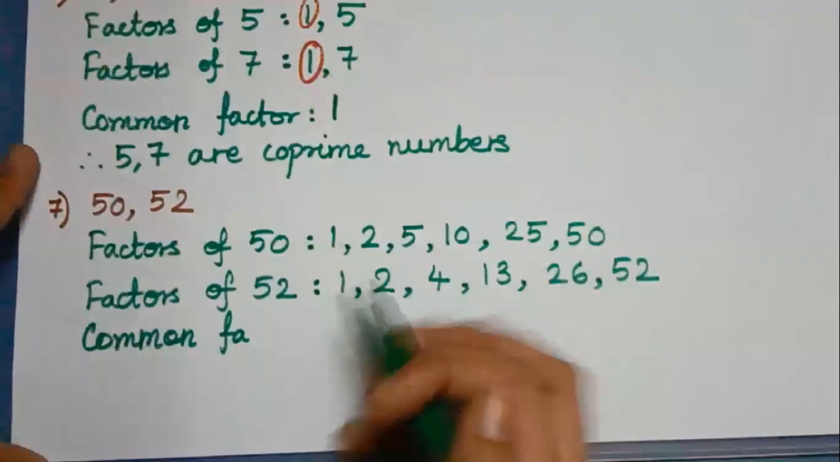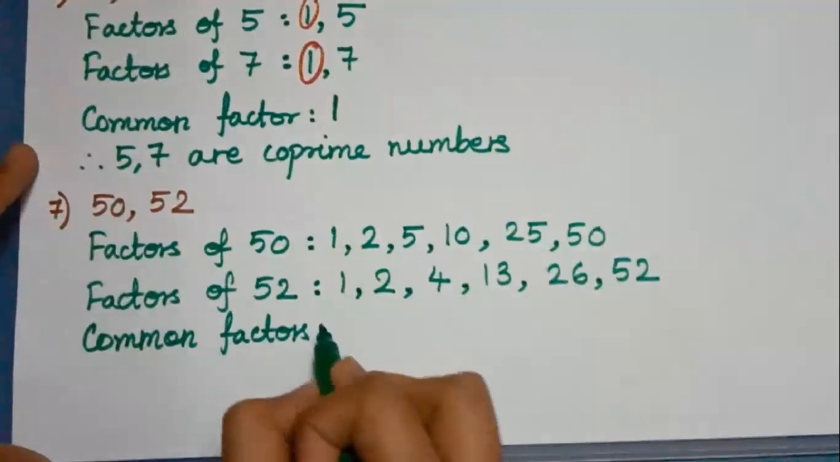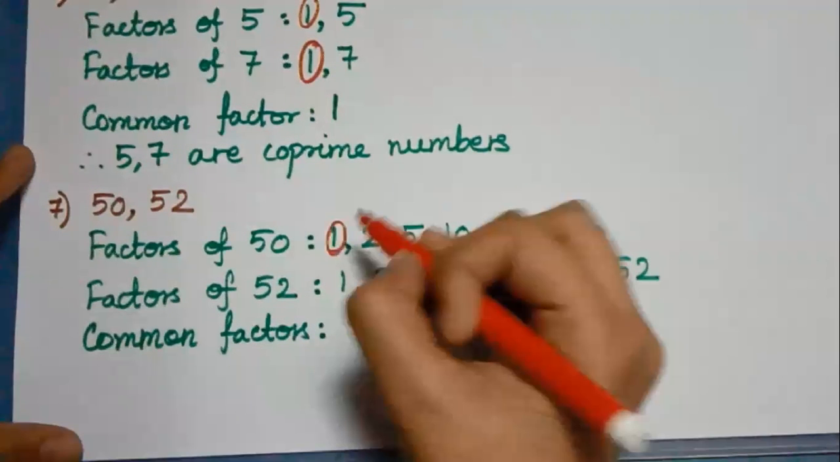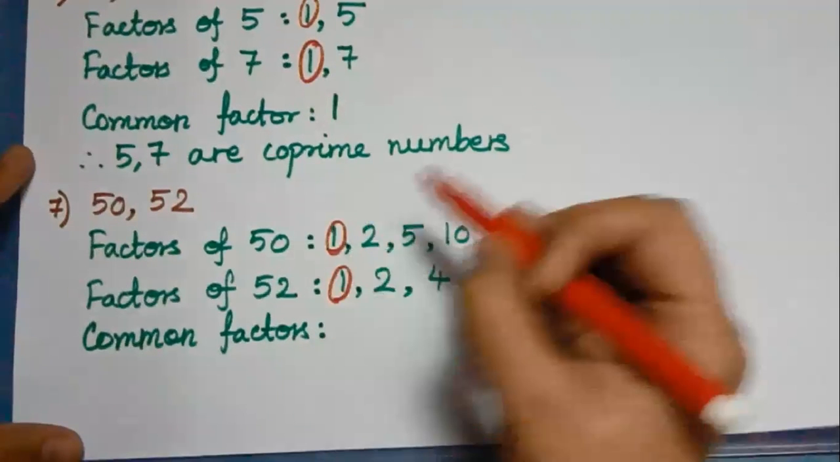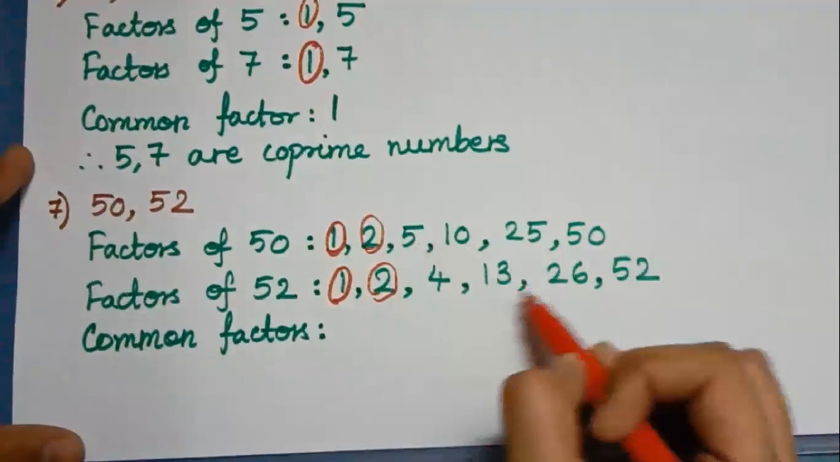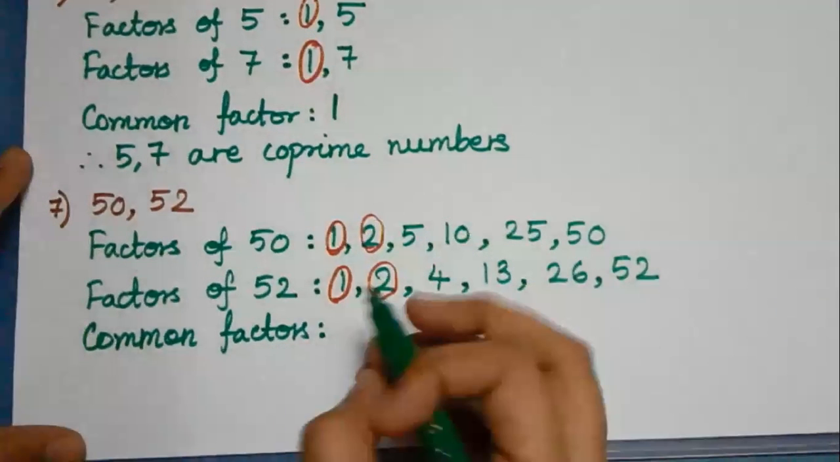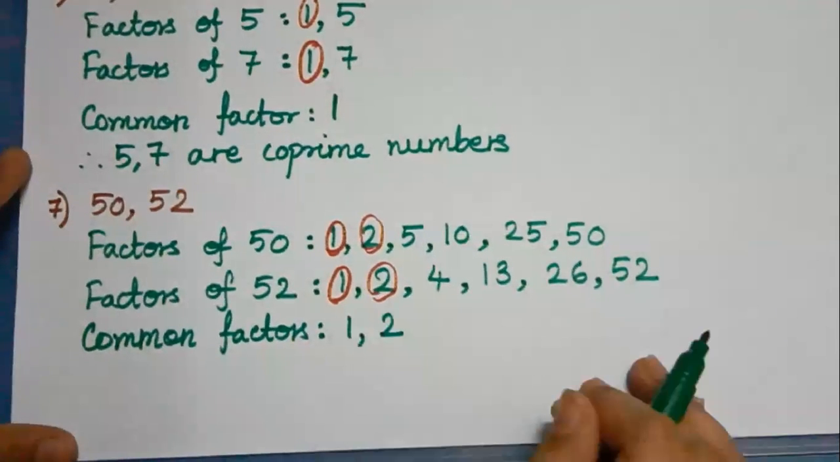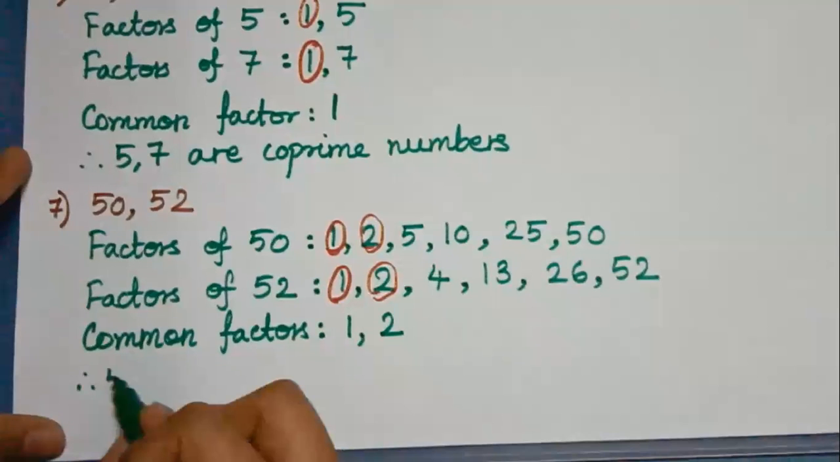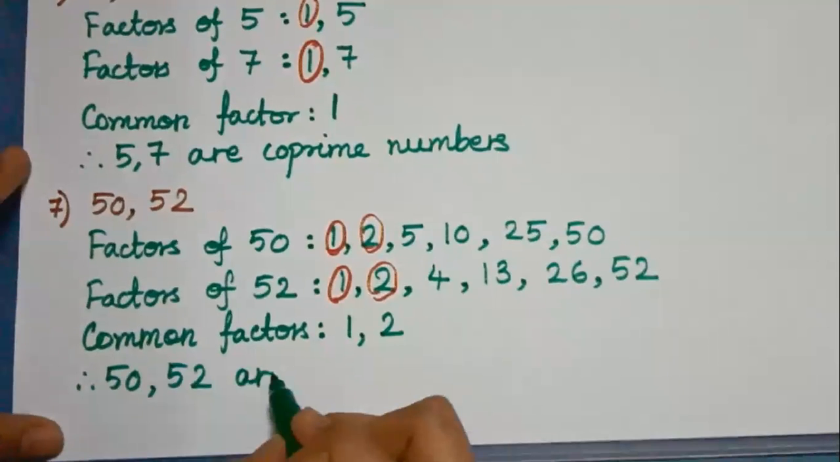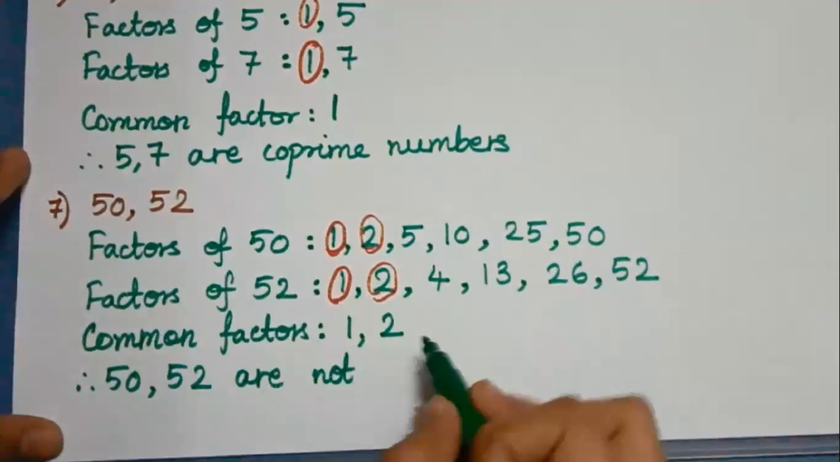Common factors. What are the common factors, girls? I have the number 1 as common. I have the number 2 as common. Do I have any other number? No. So the common factors are 1 and 2. Therefore, 50, 52 are not co-prime numbers.